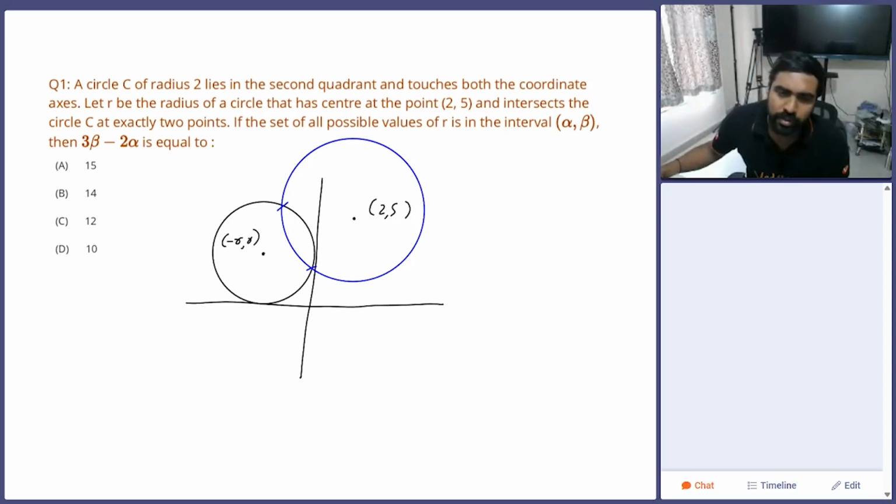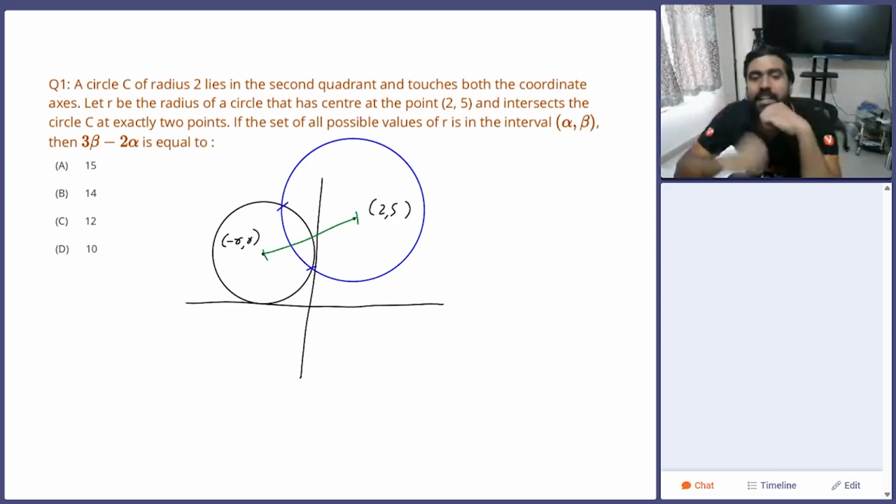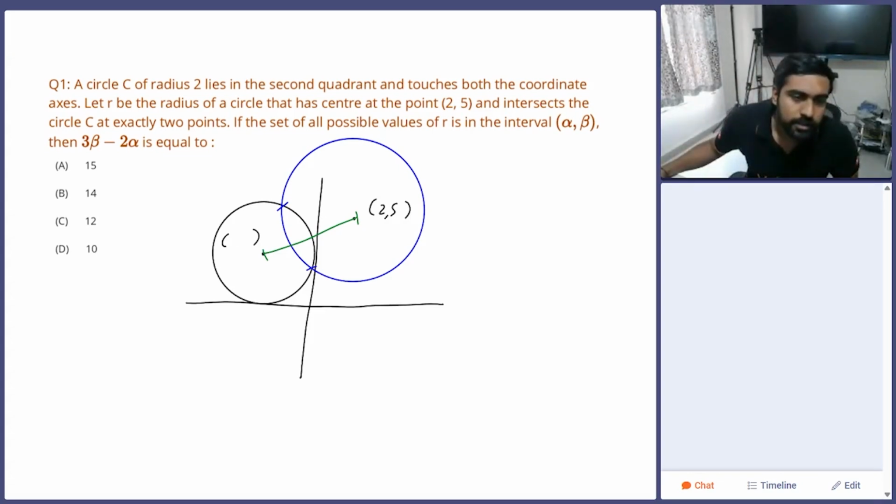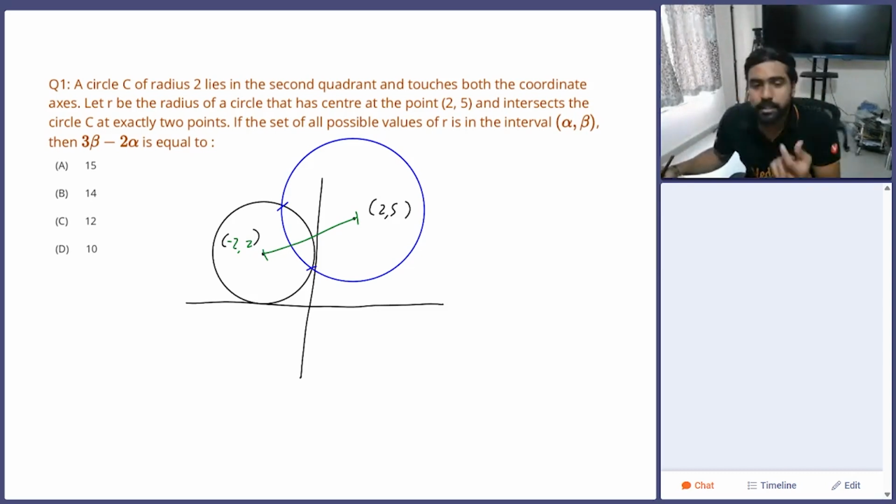We know that if this circle is cutting the other circle at exactly 2 points, I can say that the distance between the centers has to lie in what interval? The radius is given to us as 2, so this center will be minus 2 comma 2 itself. The distance between the centers has to lie between r1 plus r2 and r1 minus r2. What is the distance between the two centers? It is the square root of 4 squared plus 3 squared.